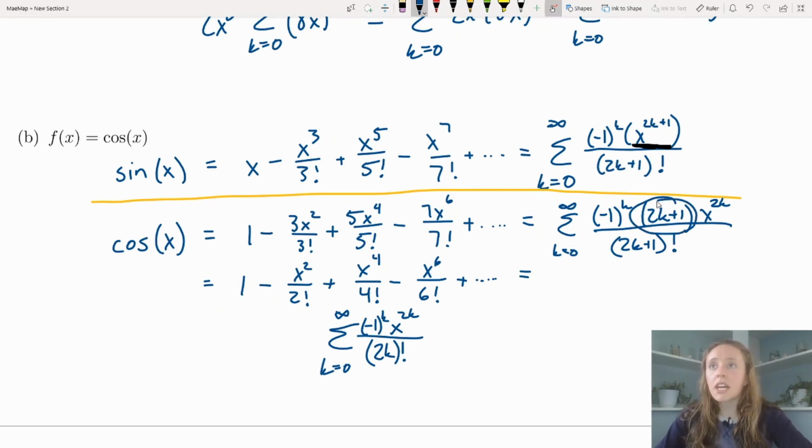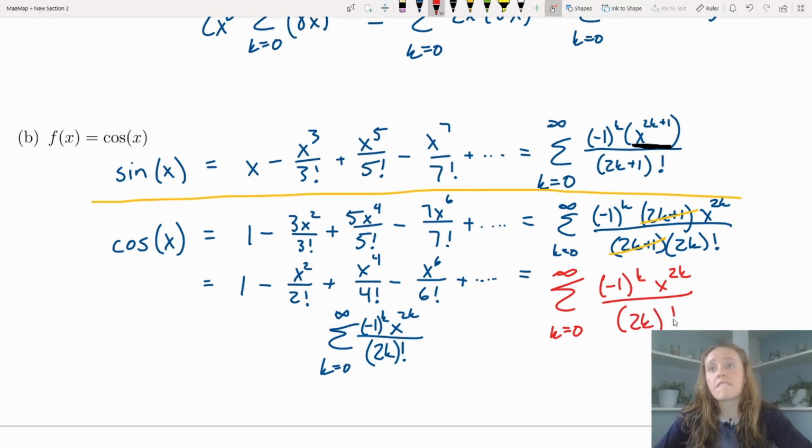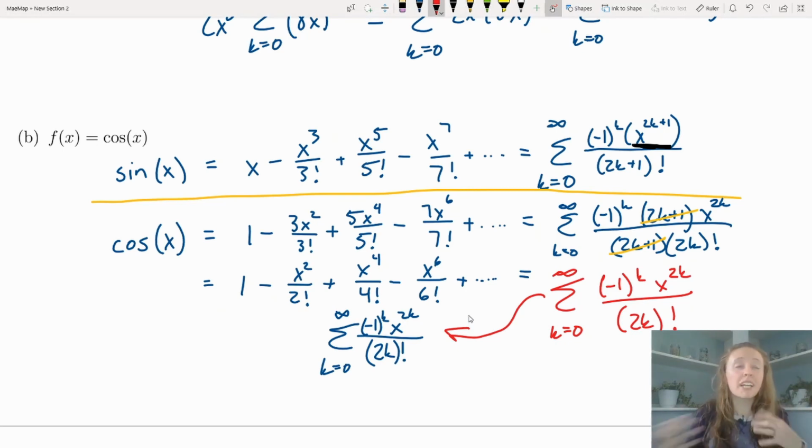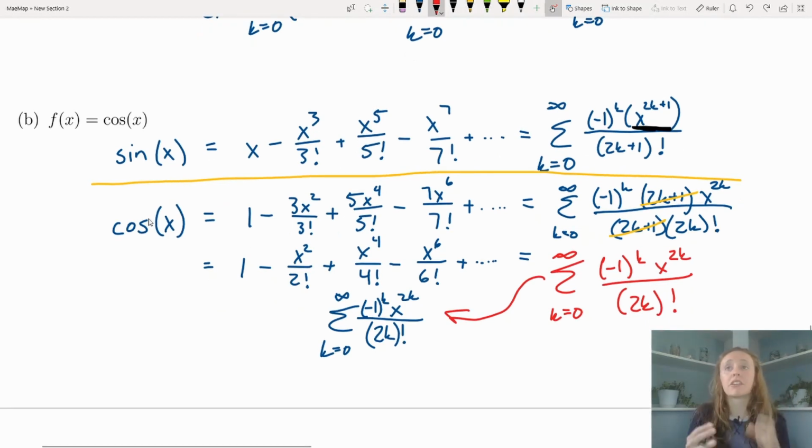But wait a second, 2k plus 1 is the biggest factor in 2k plus 1 factorial. So I can rewrite 2k plus 1 factorial as 2k plus 1 times 2k factorial. That way you can see my 2k plus 1 gets canceled out to leave me with the summation from k equals 0 to infinity of negative 1 to the k times x to the 2k all over 2k factorial. The same thing we got here when we were just looking at the pattern. And again, that was all by noticing that cosine of x is the derivative of sine, making that relationship and building that power series based on it.